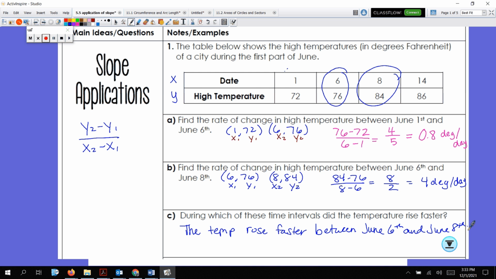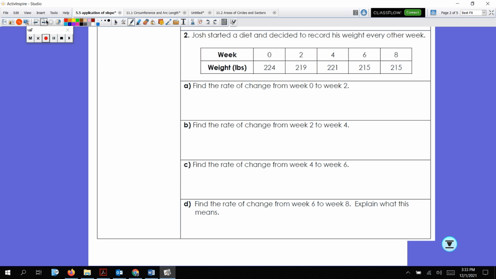All right. Let's check out example number 2. All right. Josh started a diet and decided to record his weight every other week. Okay. Here is my X. Here is my Y. Let's see what we can do. We're going to find the rate of change. Rate of change is just another word for slope between week 0 and week 2.